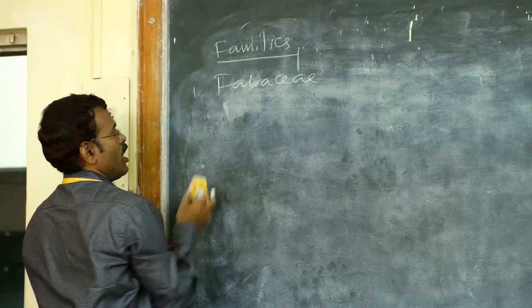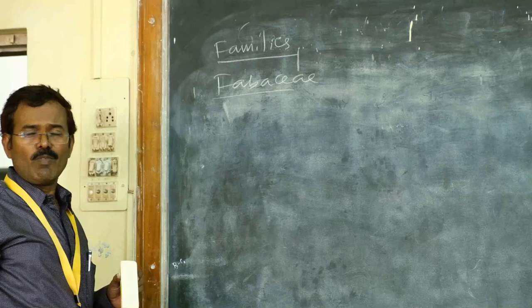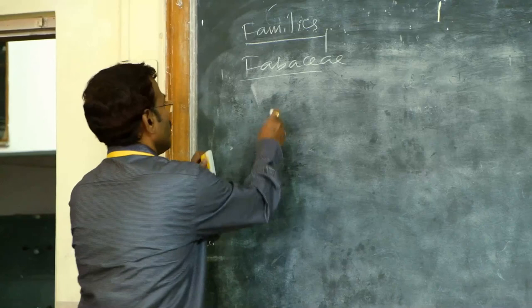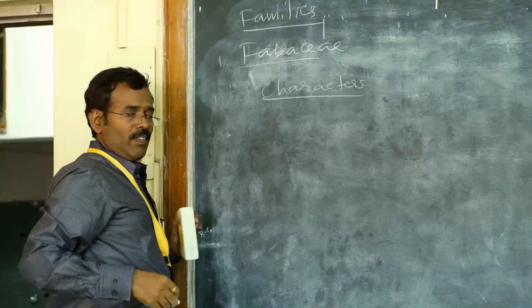So the first family, a dicot family, is Fabaceae. It is a subfamily of the family Leguminosae. It was also referred to as Papilionaceae earlier. The members of this Fabaceae family are found all over the world. So what are the characters of this family? As I told, first we have to begin with vegetative characters.